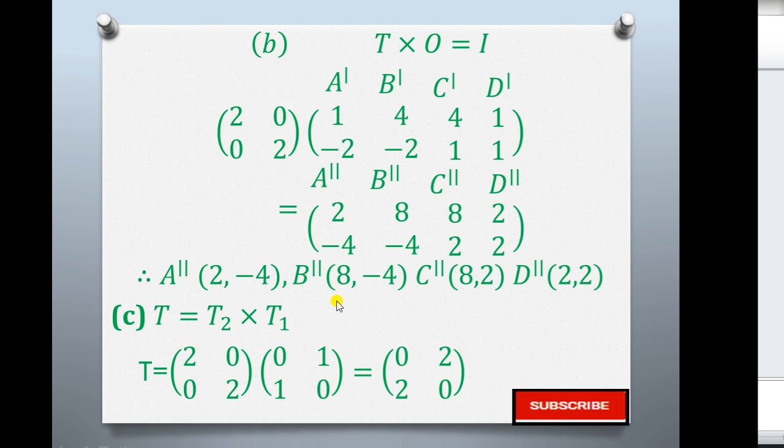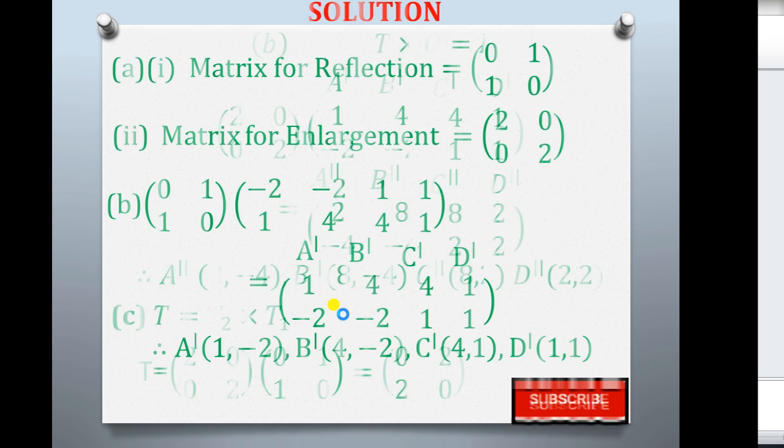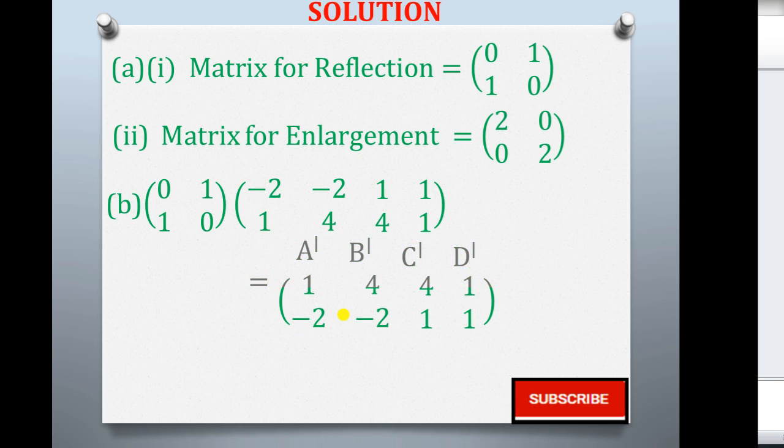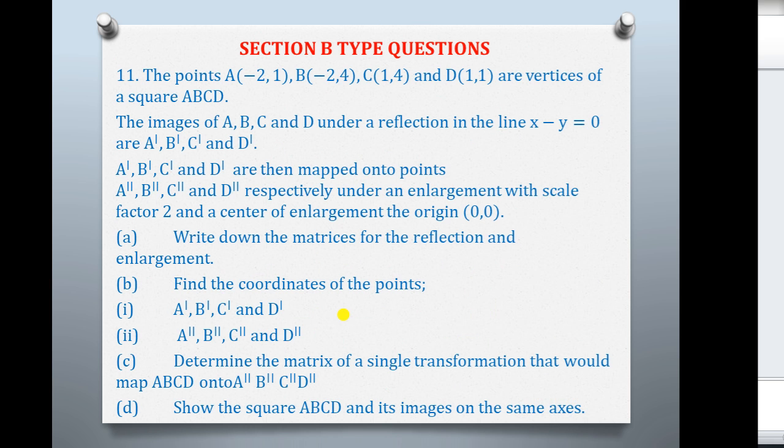Then we can look at part C. But we can first get back to the question. What do they want exactly for part C? Part C said, determine the matrix for a single transformation that would map A, B, C, D onto A double prime, B double prime, C double prime, and D double prime. What do we do here?